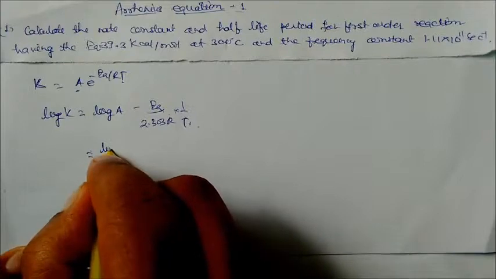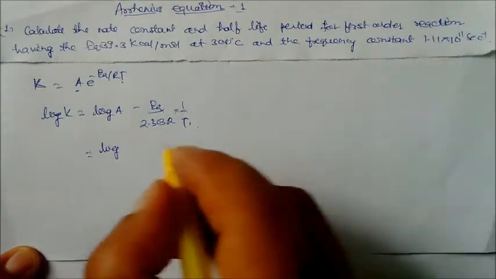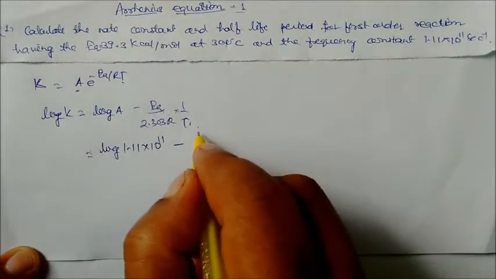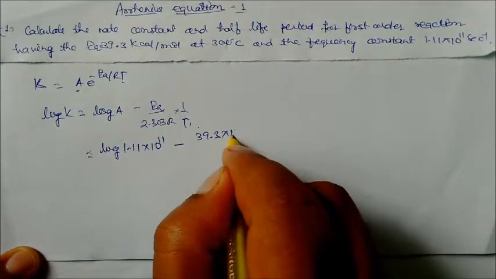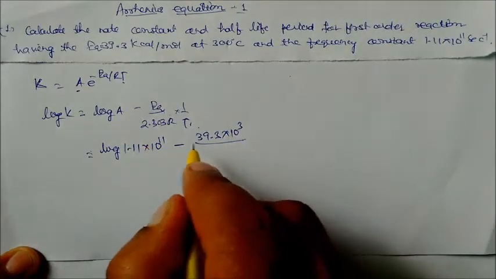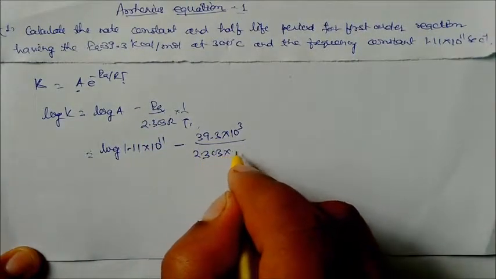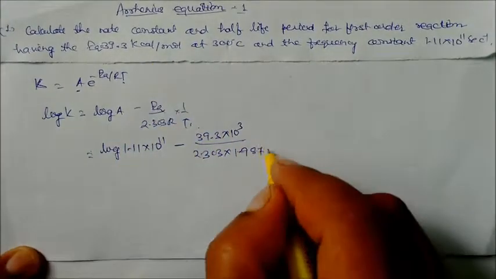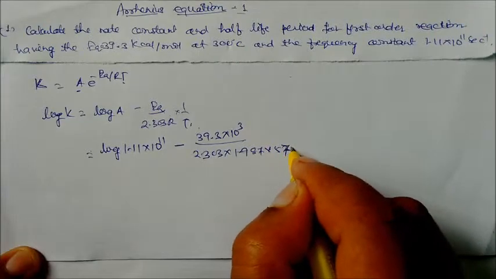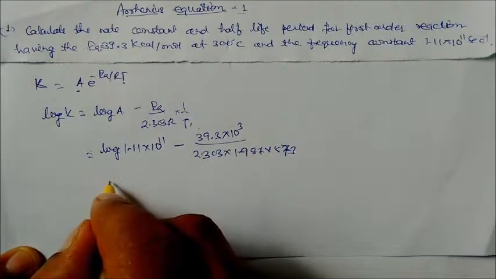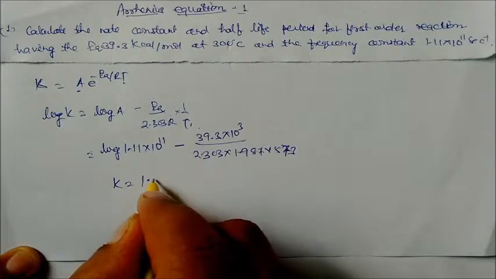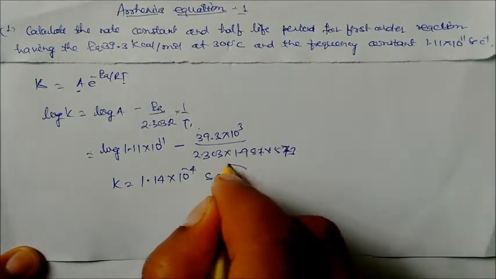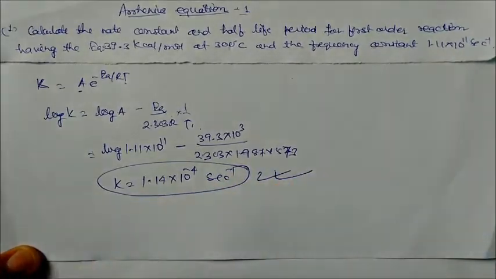So here log of A is given as 1.11, so we can write 1.11 into 10 to the power 11. My activation energy is 39.3 into 10 to the power 3, divided by 2.303 into R. R is given here as 1.987, and temperature is 300, that is nothing but 573 Kelvin. So on solving, you will get K equal to 1.14 into 10 to the power minus 4 per second. So this is the answer.